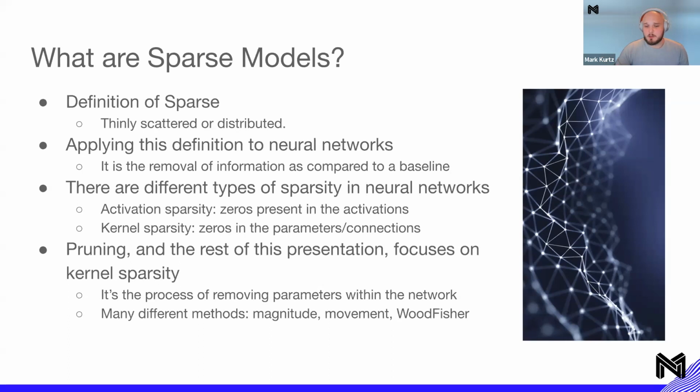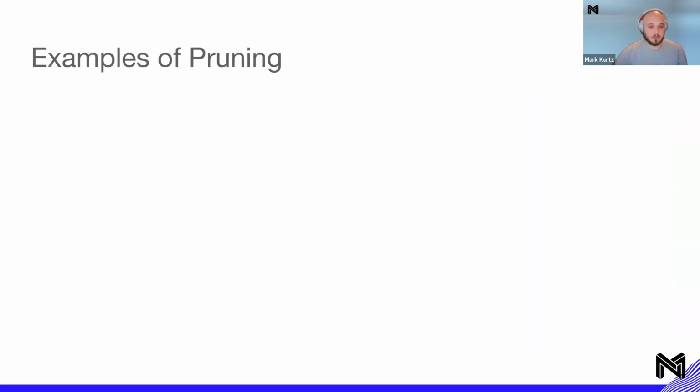And then finally, we have WoodFisher, M-FAC, and oBERT, which are second order methods. We'll dive into that in more detail on what that means. But at a high level, we're trying to approximate second order information so that we can remove the weights that affect the loss the least, and try and measure that impact directly. And then there are two core types, structured and unstructured. Throughout this presentation, we'll primarily be focused on unstructured, and in NLP, we will focus on unstructured as well.